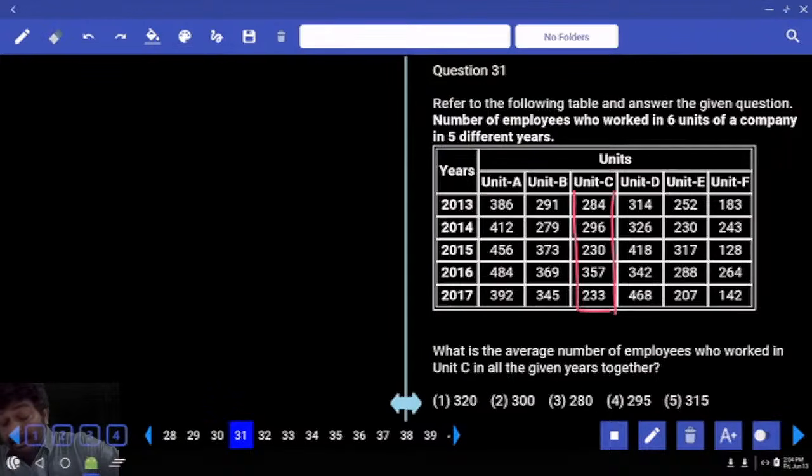First of all, before that, go to options and see. 2 options are less than 300, 3 options are more than 300. Just by using visualization, I want to identify whether the answer is more than 300 or less than 300. Okay? You tell me, more or less? Okay. Now, 2 options are there.